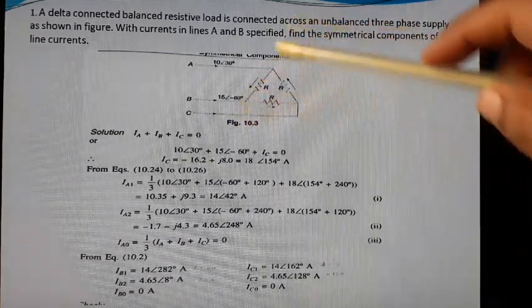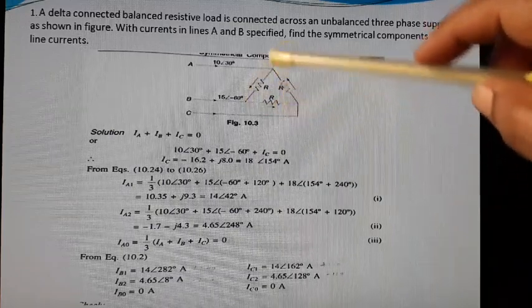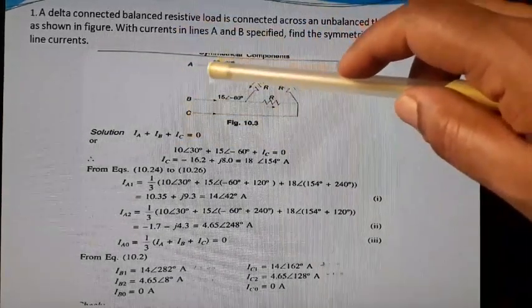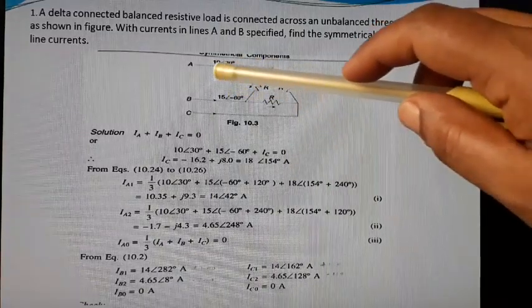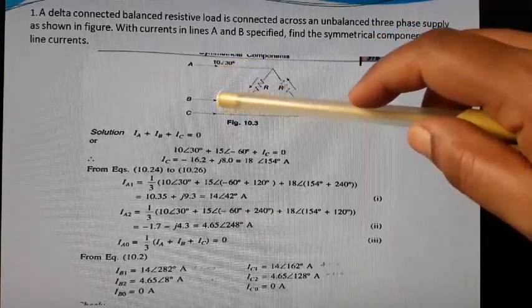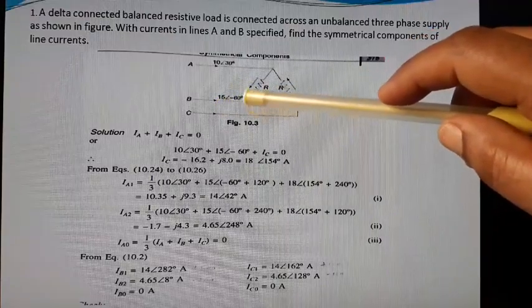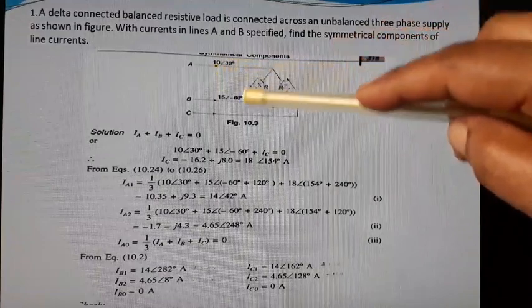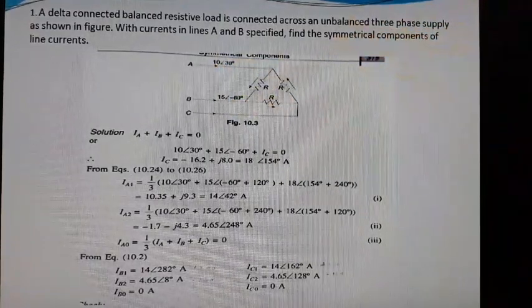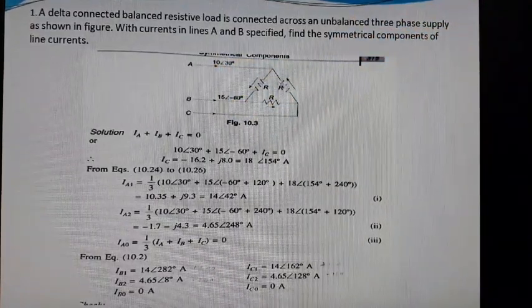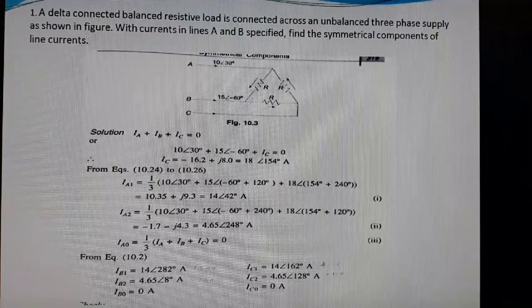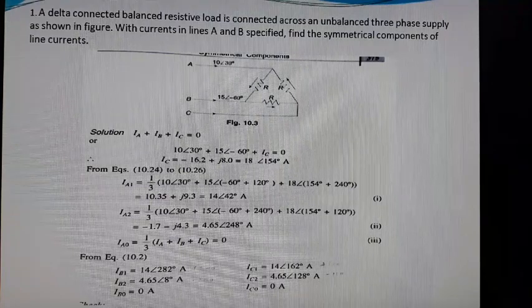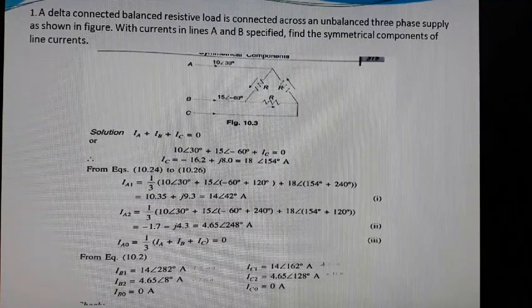So unbalanced supply, and also the currents through each of these phases are given. This is a delta connected system, the load which is connected to the unbalanced three-phase supply, and the current values have been given. One is 10 at an angle 30 degrees, and this is 15 at an angle minus 60 degrees. If it is not visible, note it down. This is 10 at an angle 30, and this is 15 at an angle minus 60 degrees. And the current through C has not been given.